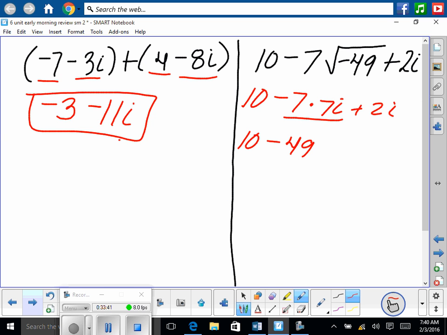7 times 7? Yeah. Minus 49i, and it was negative 7 times 7, which is negative 49i plus 2i. Then now we'll just combine like terms. 10, nothing else. And then we're going to have negative 49 plus 2, which will be negative 47i, right?